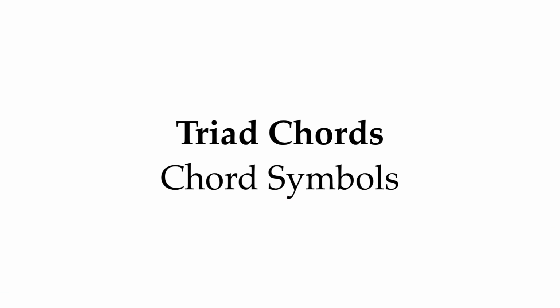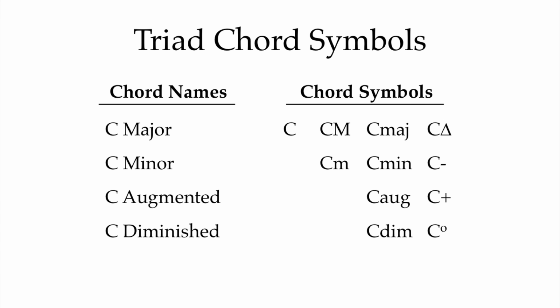Now let's learn the chord symbols for the triad chords. Here are all the chord symbols for these chords. You'll notice here that there are multiple ways to write a chord. This is because chord symbols have evolved over time and no standard way of writing symbols has ever been set. If you see just the letter alone like this, that always means it's a major chord. So if you see a C, it's a C major chord. If the letter is followed by an M, a capital M is major and a lowercase m is minor.